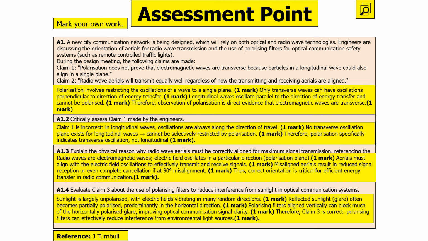Now, sunlight is largely unpolarized, with electrical fields vibrating in many different random directions. Reflected sunlight often becomes partially polarized, predominantly in the horizontal direction. So if our polarizing filters are aligned vertically, they can block out much of this horizontally polarized reflection, improving our optical communication signal clarity. So therefore, this claim is correct. Polarizing filters can effectively reduce interference from light sources.